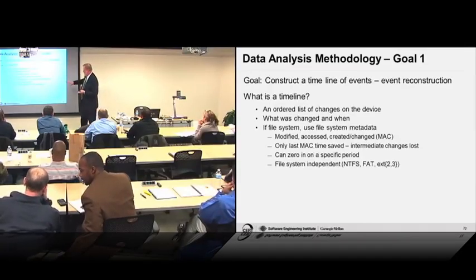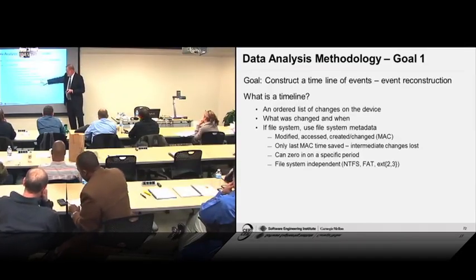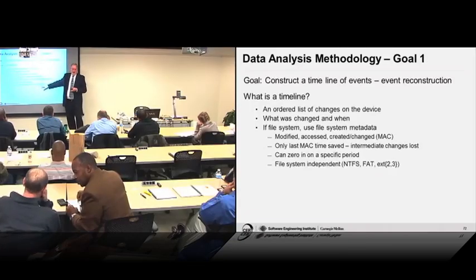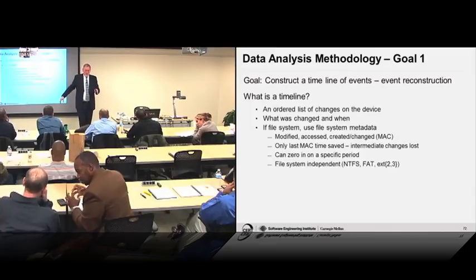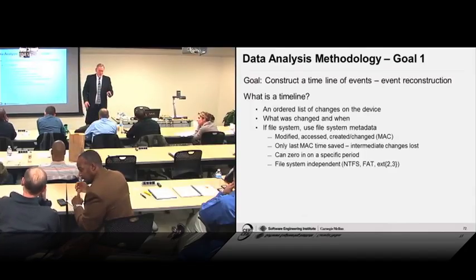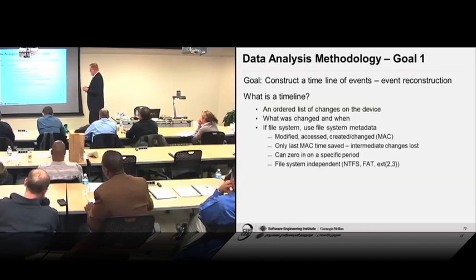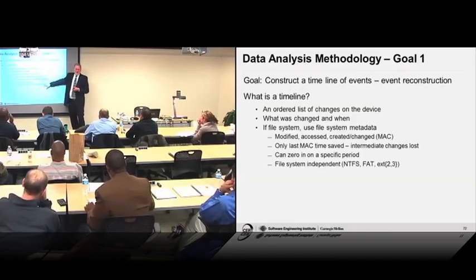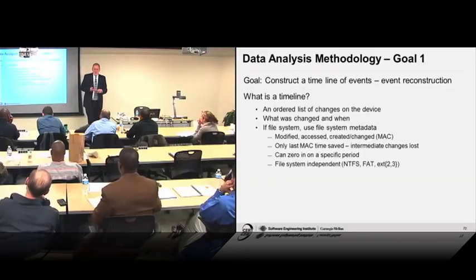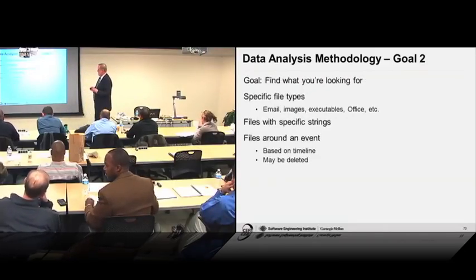You can zero in on a specific period, and this information can be made to be file system independent. Like the Sleuth Kit, for example, can mine this information independent of the file system type. And this was actually created a while ago, because now there's ext4 in the latest Fedora 15 and beyond.